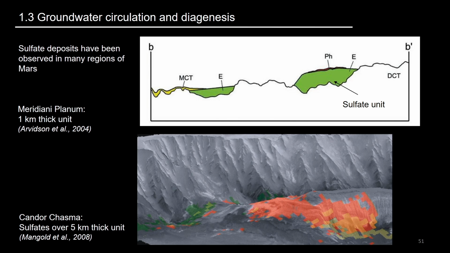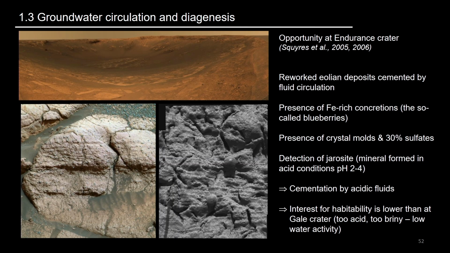Okay, going now to the groundwater. We know on Mars we have groundwater. Sulfate deposits have been observed in many regions of Mars, and we have a lot of locations where we have signs of groundwater circulation. We do have some at Jezero crater in the sediments I've shown you. We have some veins. But to start with, the first observation of diagenesis on Mars was with Opportunity at Endurance crater, so already in 2005.